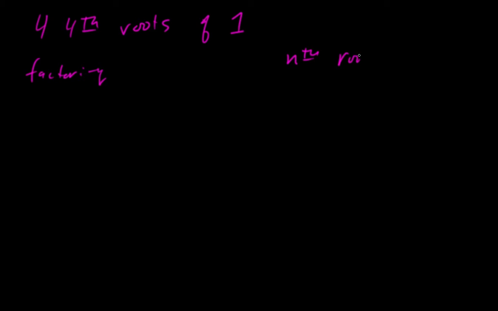So what they want us to do, they want us to find the 4 fourth roots of 1 by factoring and by the nth roots method. Okay, so on both of these we're going to start with z to the 4th equals 1. This one we're going to do by factoring, so we're going to subtract 1.